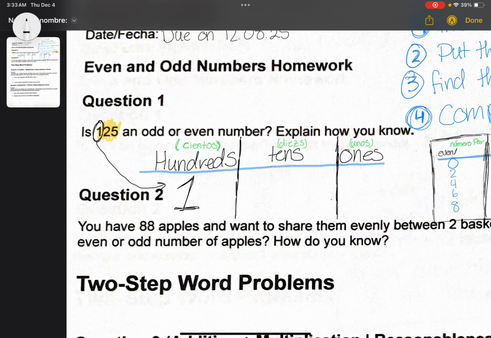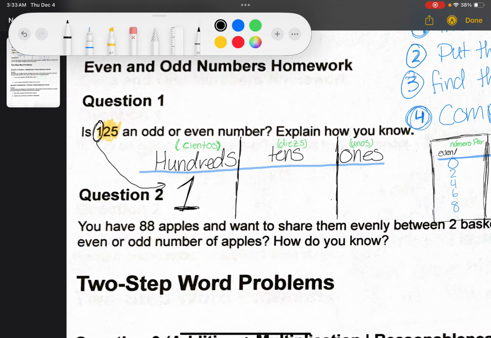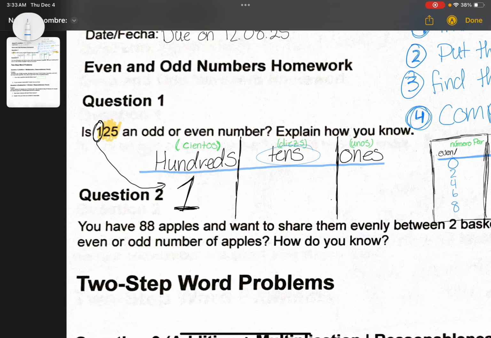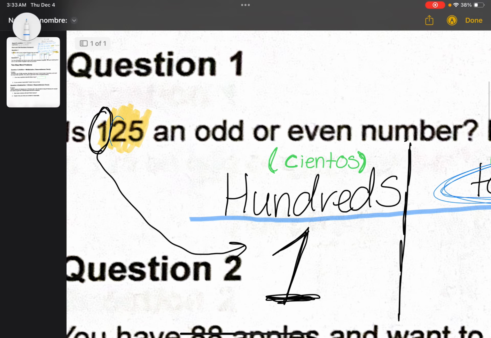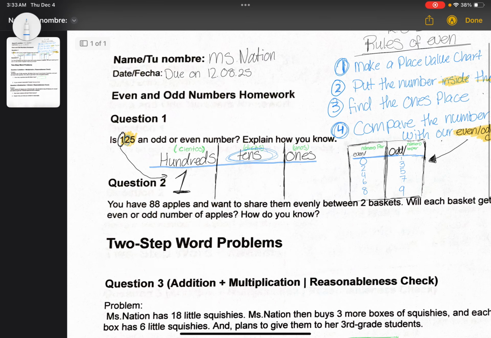So we have 100. Next, let's go to the tens. So what number is in the tens place in 125? Looks like the number 2. So we're going to put 2 in the tens place. So we have 2 tens. So right now we should have 100 and 2 tens.